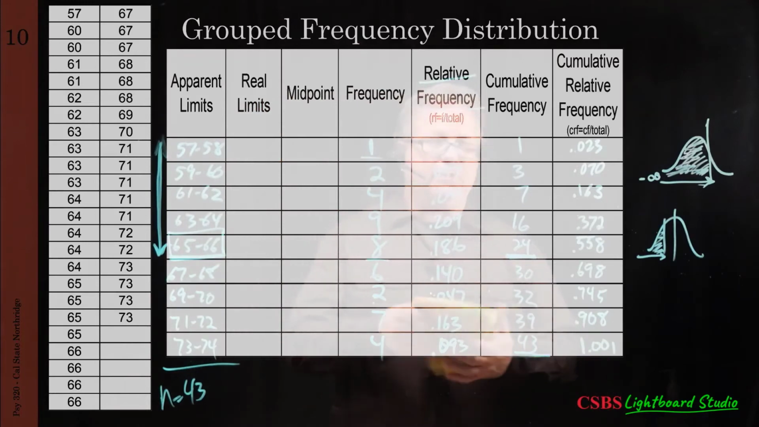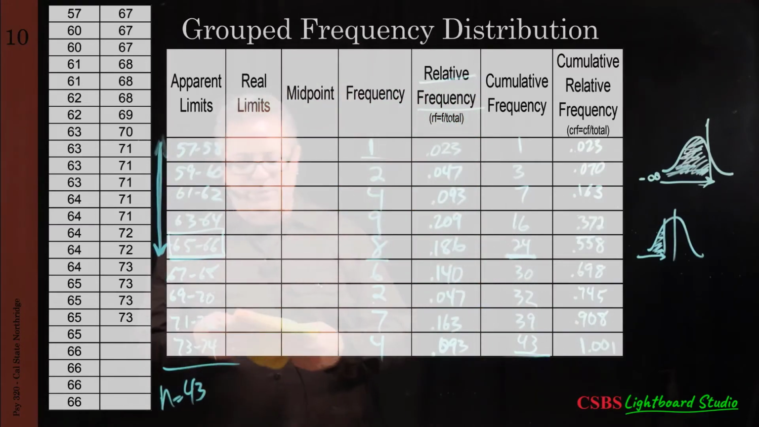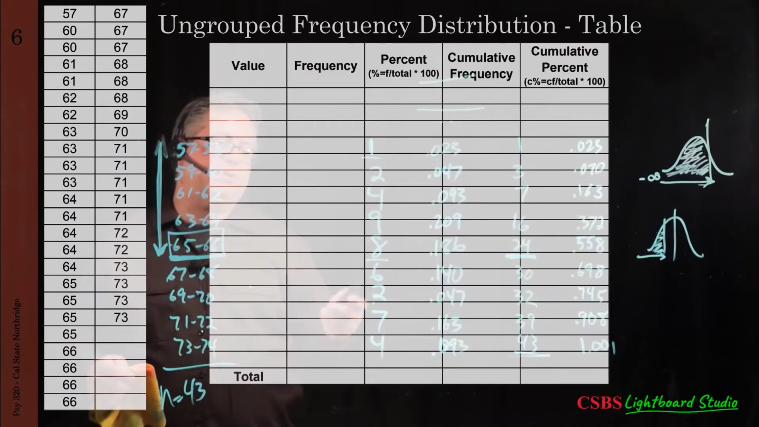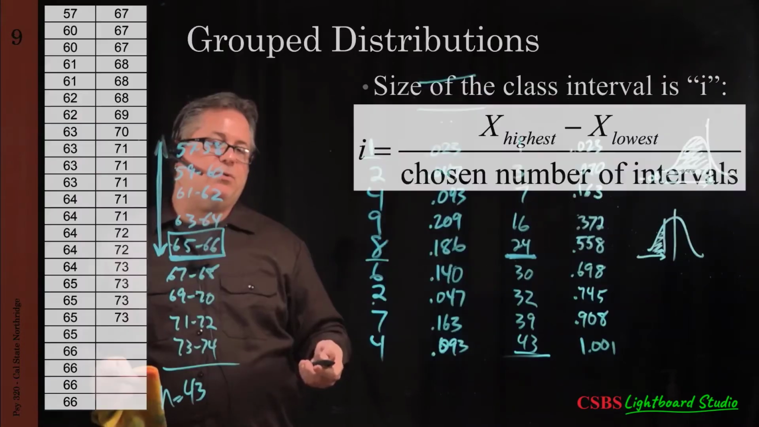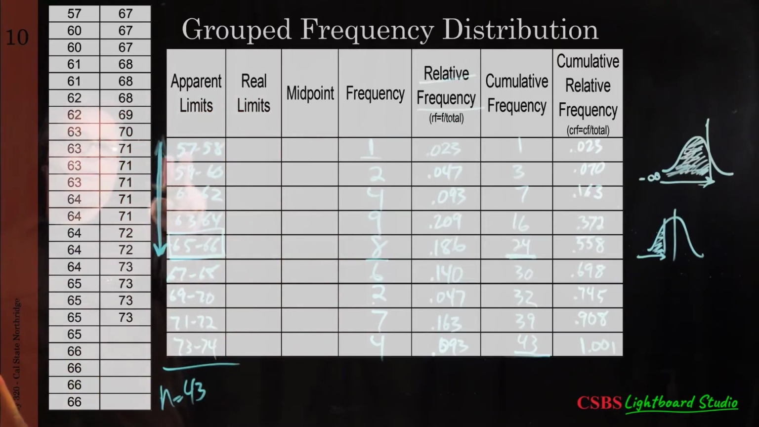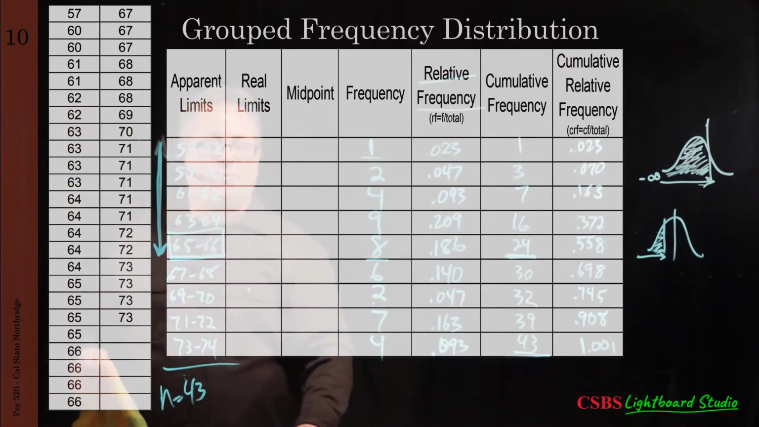So this is what's called a grouped frequency distribution. The difference back here is that we did an ungrouped frequency distribution table in which we did every single value and their frequencies. Here we made groups, classes, right? We made classes of numbers in which we grouped every two digits together, 57, 58, 59, 60. We made these classes.